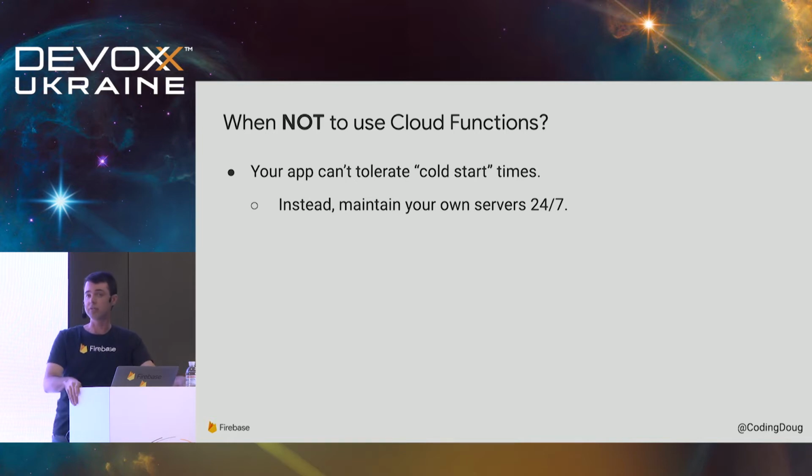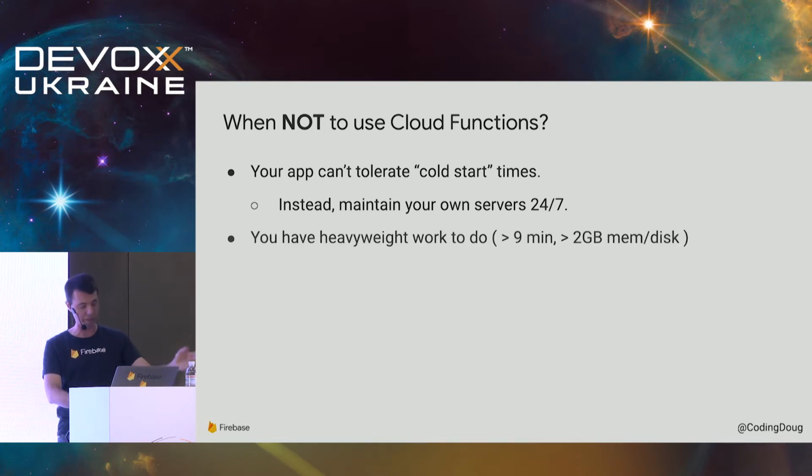Instead, you have to maintain your own server. So you could use App Engine or your own hosted service, but you will pay for the servers 24/7. It's just going to cost you more, but you eliminate the cold start times. If you have really heavyweight work to do, Cloud Functions is not good. The maximum time a Cloud Function can run is 9 minutes by configuration.